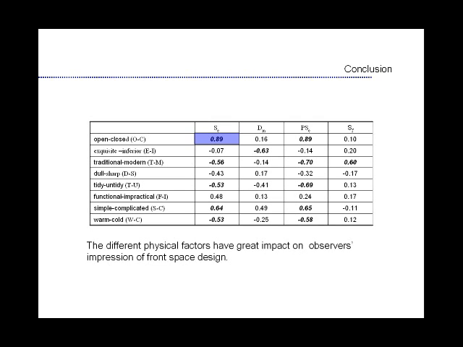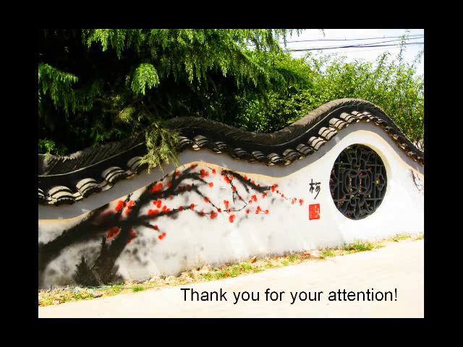It means when the total projection area of wall gets larger, people tend to describe the front space as a closed space. From this table, we can read out several potential relations between physical arrangement and public impression. This table is the conclusion of this paper. And we also can figure out that the different physical factors have great impact on our impression of front space design. This kind of method is proved useful and is hopefully developed in the future.